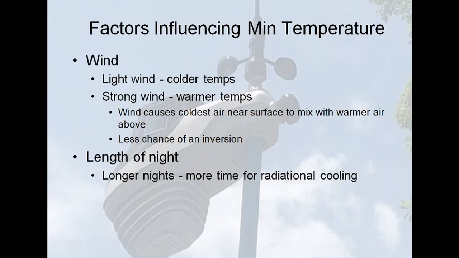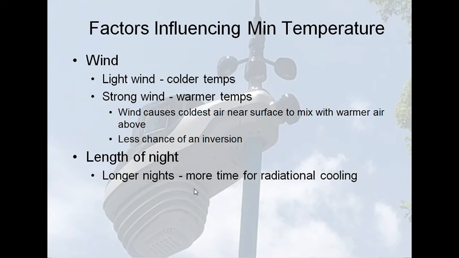So wind causes the coldest air near the surface to mix with warmer air above, so there's less chance of an inversion. Anytime it's windy, you don't have that chance of an inversion because you have too much mixing going on in your temperatures. The surface air and the upper air are basically going to mix. So the colder air at the surface mixes with that warmer air, and it just averages out. So you're not really creating an increase in temperature with height, so you don't get your inversion.